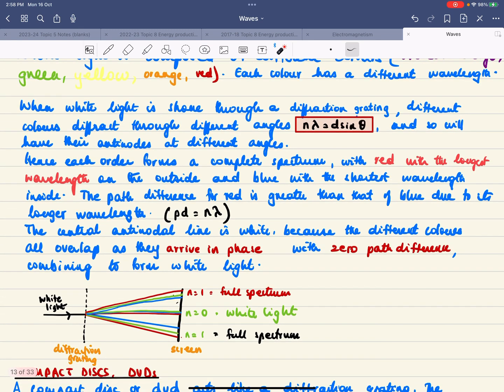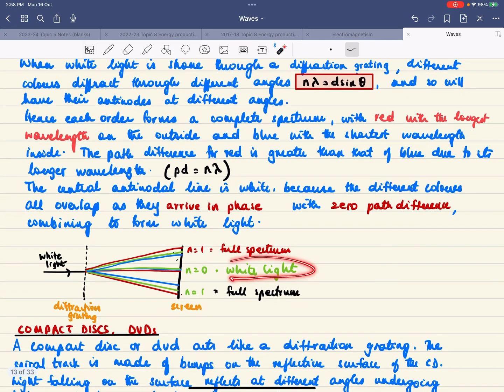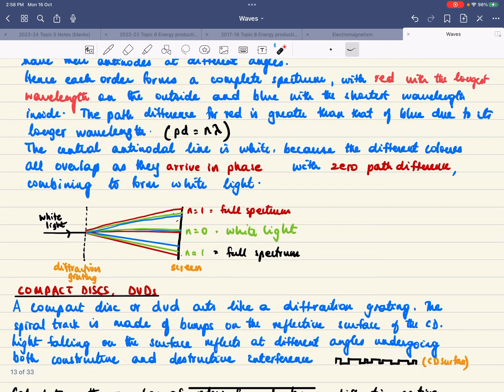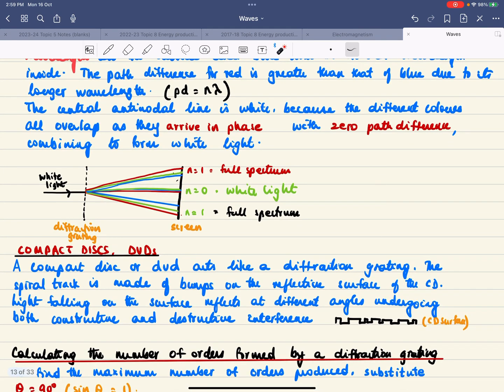The central antinodal line is white because the different colors all overlap as they arrive in phase with zero path difference, combining to form white light. That is why the central one is white. And you have the blue on the inside and red on the outside. So this whole thing is one order, and each order forms a complete spectrum.